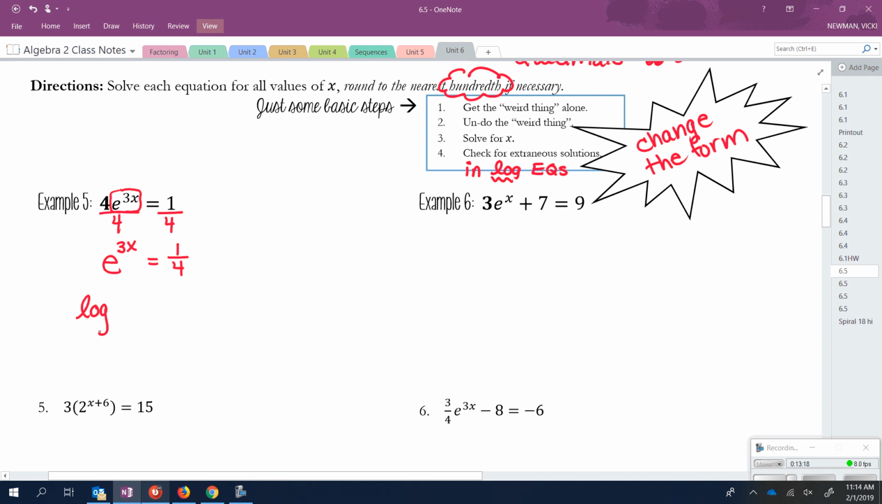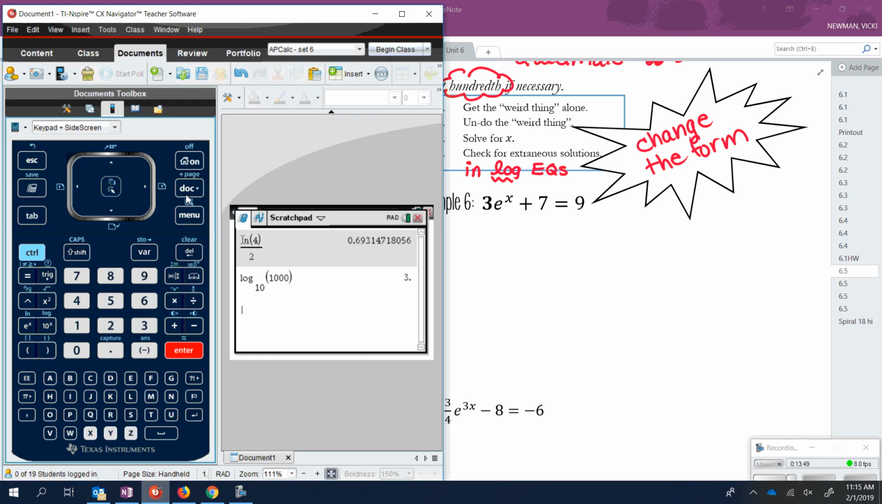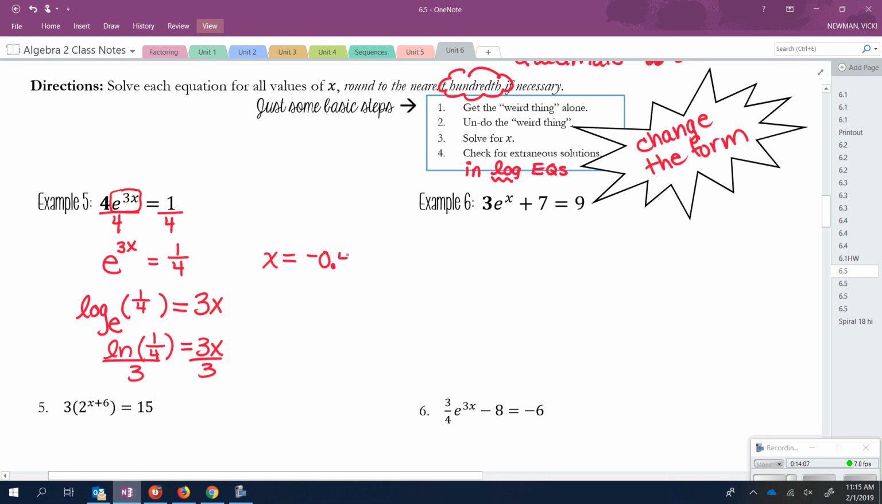Log base e of something is exponent 3x. So the 1/4 goes in here. And I know that log base e is actually natural log, ln, of 1/4 is equal to 3x. We need to solve for x, so we divide by 3. So x equals, calculator, natural log of 1/4 divided by 3. Negative 0.462. The 2 tells me to stay, so negative 0.46.